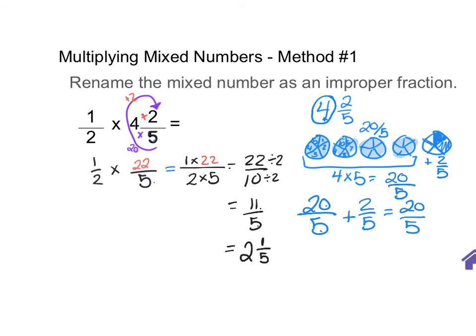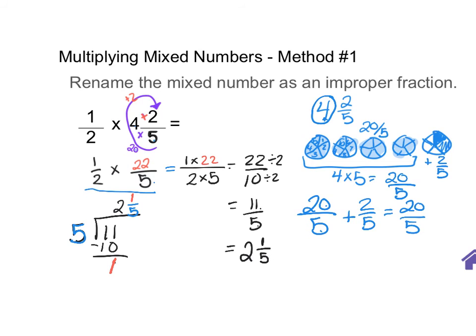You can, if you need to, go ahead and go 11 divided by 5. 5 times 2 is 10. I subtract. You get this 1. This 1 here is your numerator, and then you take your denominator, which is this 5 here, and it'd be 2 1/5.